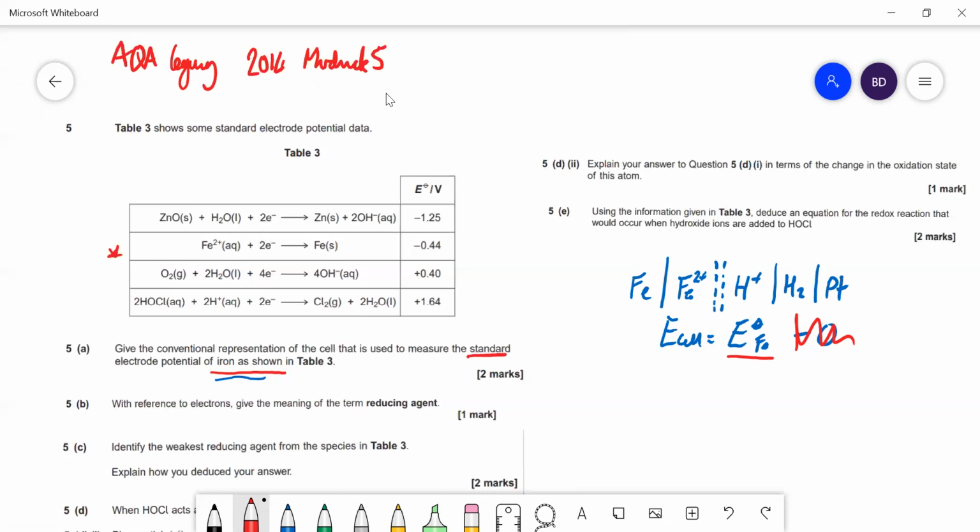Right, 5b, the term reducing agent, in terms of electrons. Reducing agents give away electrons.